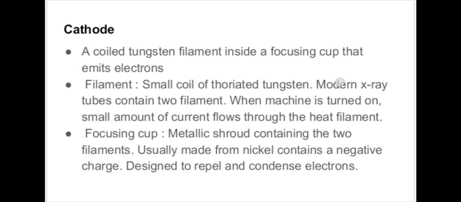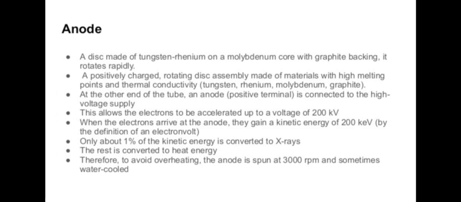Then next is about the anode. An anode disk is usually made up of a tungsten rhenium on a molybdenum core with a graphite backing, as it will be rotating rapidly. A positively charged rotating anode disk assembly is usually made of materials with high melting points and thermal conductivity.